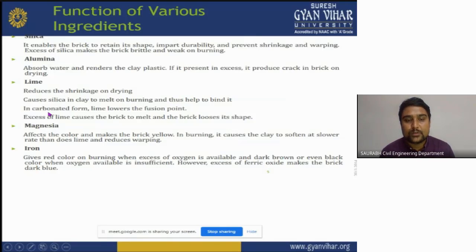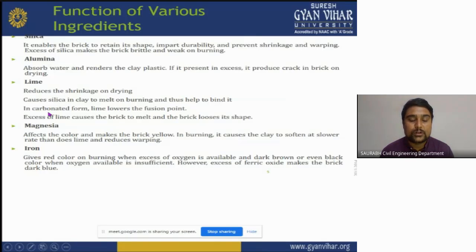Now we will see the use of magnesia, which is given here. It affects the color and makes the brick yellow in burning. It causes the clay to soften at a lower rate than lime and reduces warping.